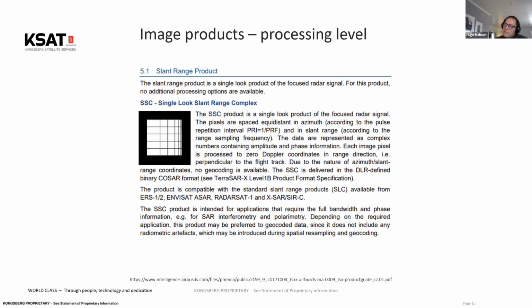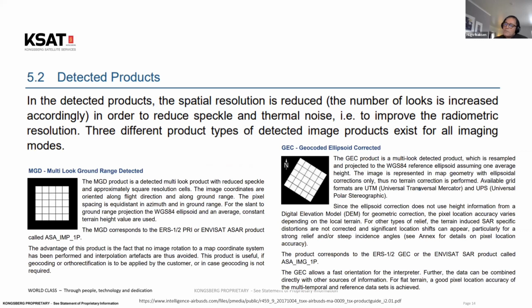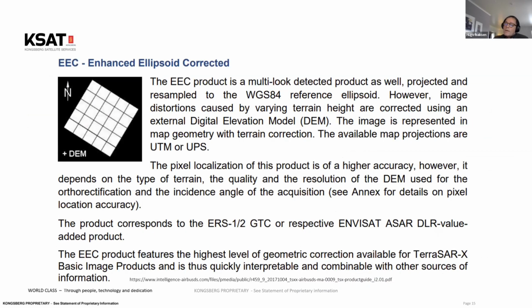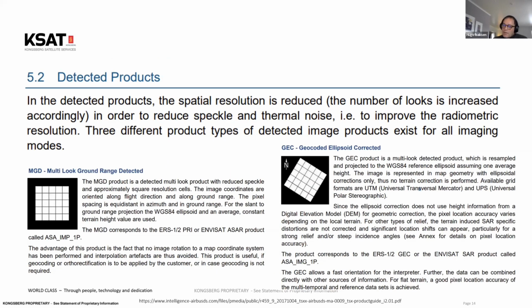science. If you want to look at images in a GIS tool, detected products are better because they are multi-looked to reduce speckle, so you get less noise, but resolution is the cost here. You lose a little bit on the resolution. And you have to decide if you want the image in a map projection or in a ground range projection.